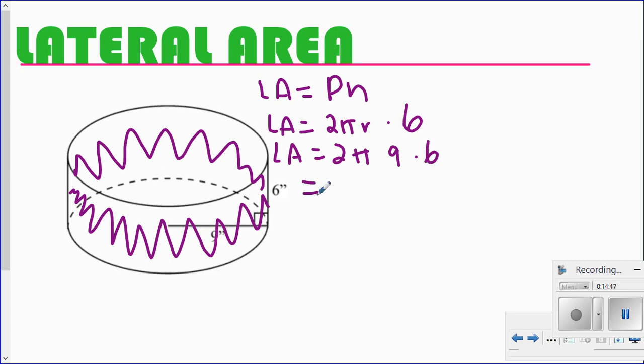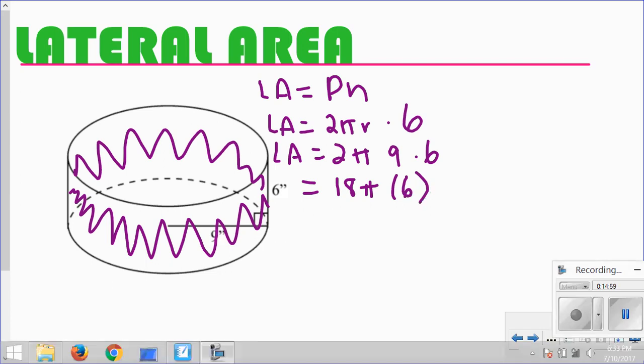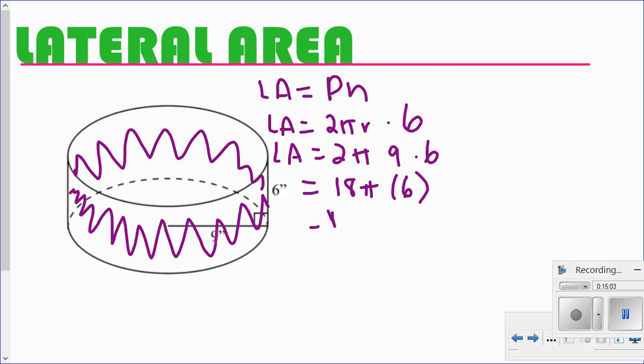So 2 times 9 is 18, so I have 18 pi times 6. So let me find that. Okay, 18 times 6 is 108 pi. And these are inches squared. That's the lateral area.